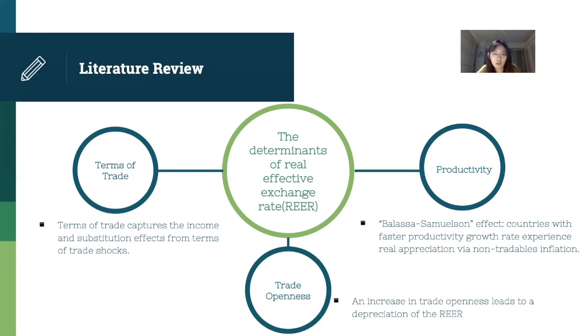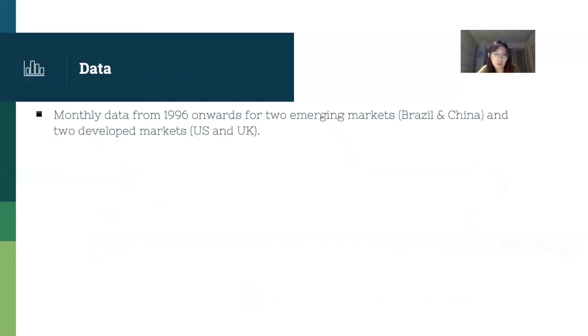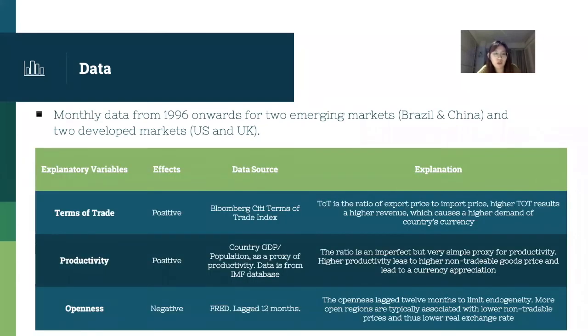Another variable to consider is trade openness. More open regions are typically associated with lower prices of non-tradables and a lower exchange rate. Our data is from 1996 onwards for 2 emerging countries, Brazil and China, and 2 developed countries, US and UK. And we use the ratio of GDP to population as a proxy of productivity.